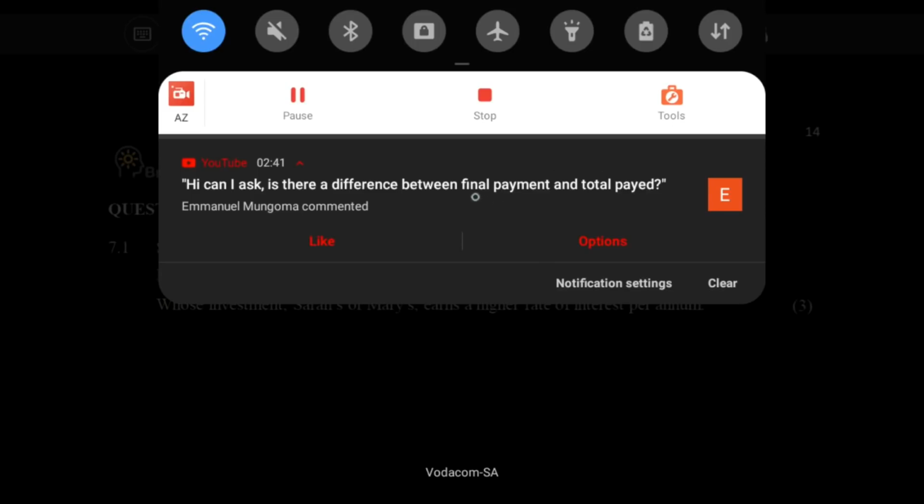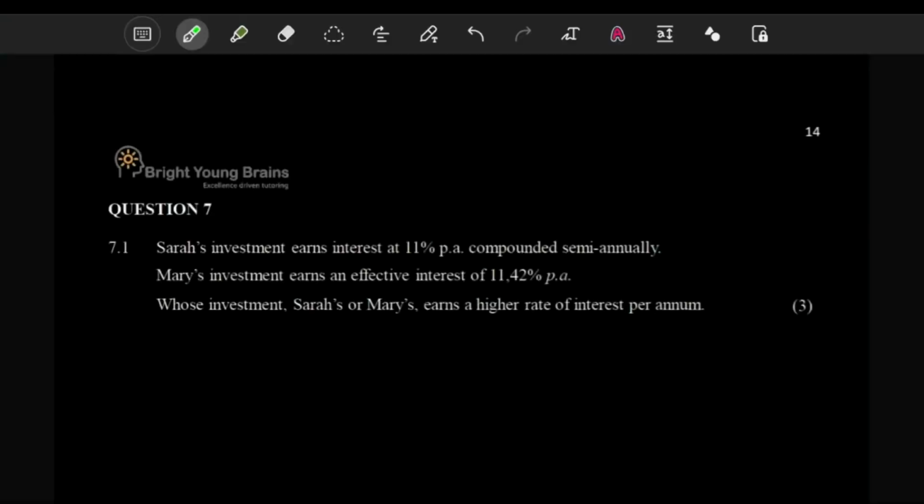Yeah, there's a difference between final payment and total paid, because final payment is the last payment that you make on a loan. Because obviously if you're going to be paying off a loan over like 3 years, you have a specific monthly installment that you make.